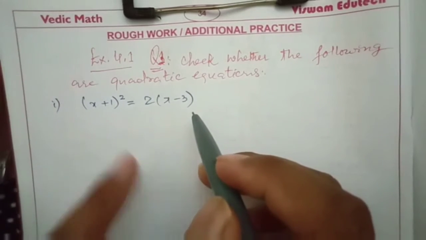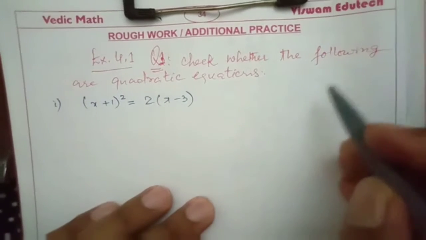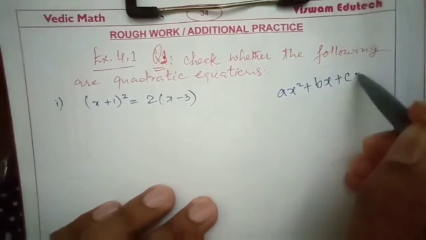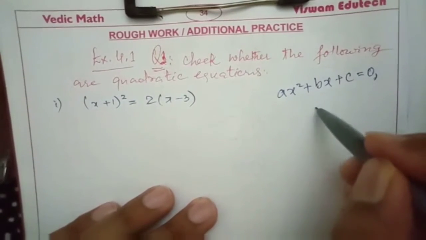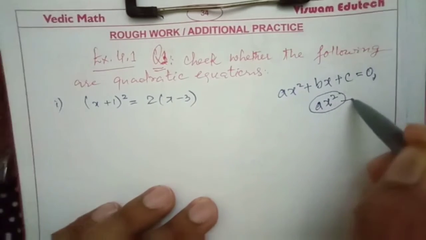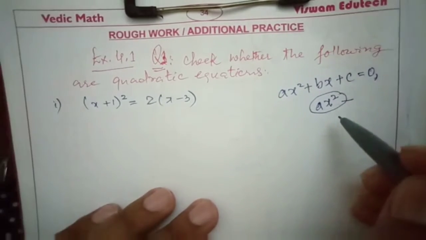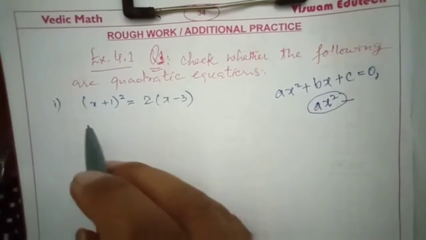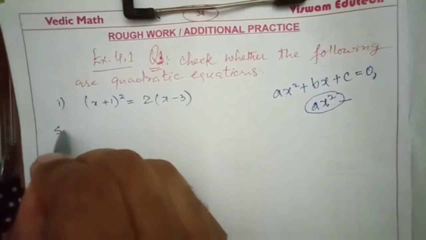For an equation to be a quadratic equation, it should be in the form ax square plus bx plus c is equal to 0, and at least it should contain the term ax square. If the term containing ax square is missing, it means that this is not a quadratic equation. See how we will solve this. First we will simplify it.